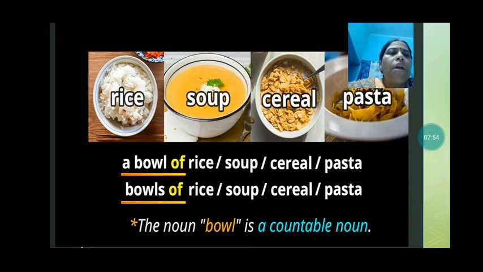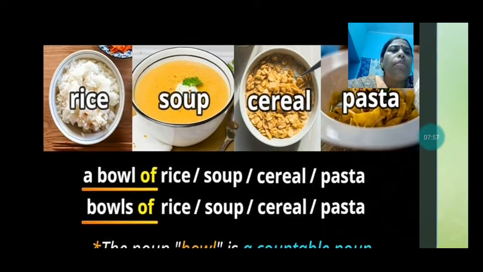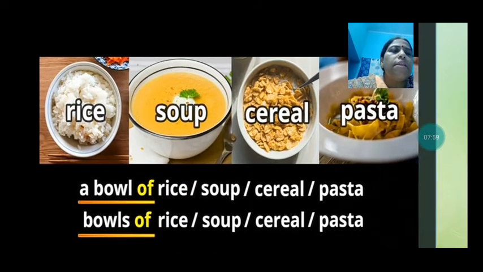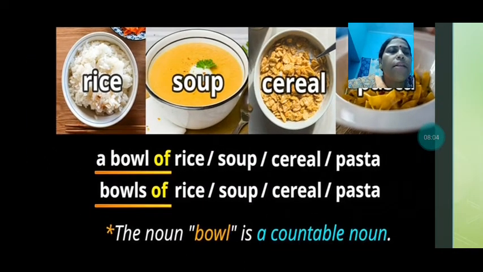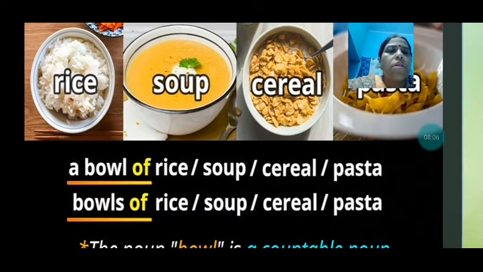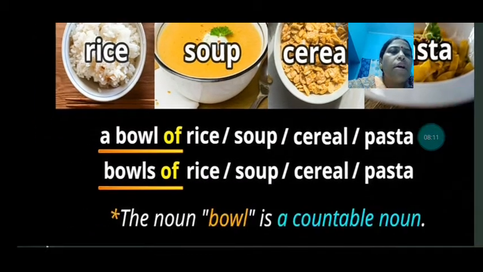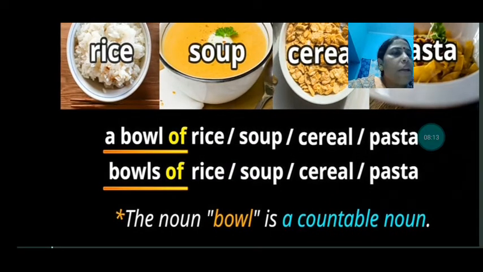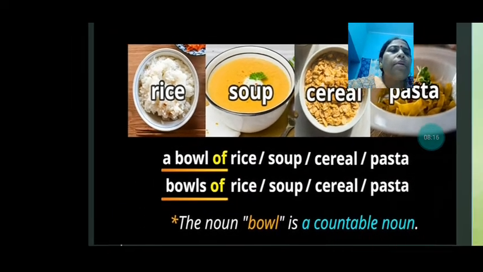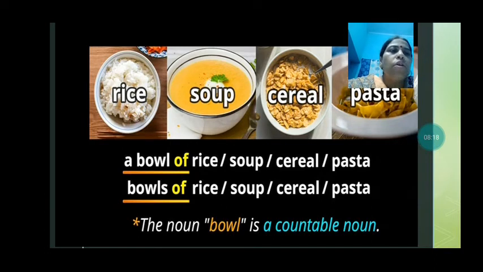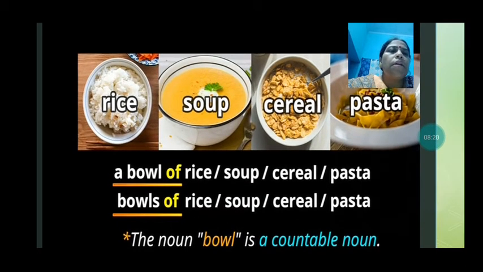Then see. A bowl of rice, a bowl of soup, a bowl of cereals, a bowl of pasta. One bowl, and if there is more than that, then you can use bowls. Bowls of rice, bowls of soup, bowls of cereal, bowls of pasta. So the noun bowl is a countable noun. So you can count the number of bowls. Two bowls, three bowls of rice, soup, cereal, pasta, whatever.